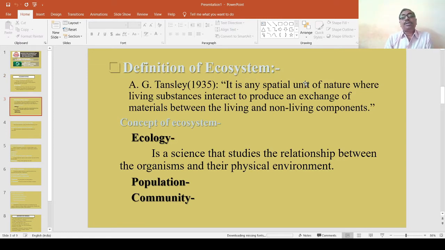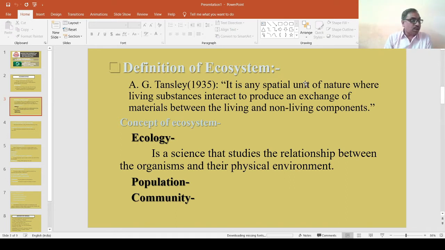The definition of ecosystem is made by A.G. Tansley in 1935. Ecosystem is defined as any spatial unit of nature where living substances interact to produce an exchange of materials between the living and non-living components.